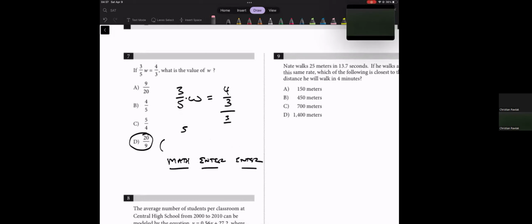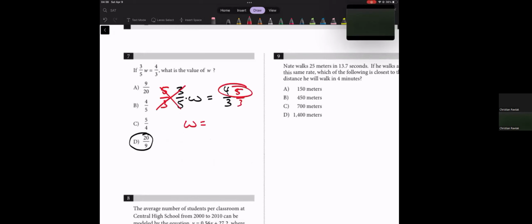The other thing you could have done right from the beginning is if you take 3/5 of W, you can also multiply it by the reciprocal, which means the flipped version. And if you did that, these cancel. I'm left with W equals 4 times 5 is 20, 3 times 3 is 9. That's another way of doing that.